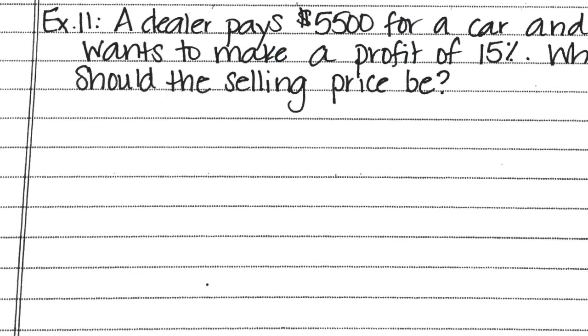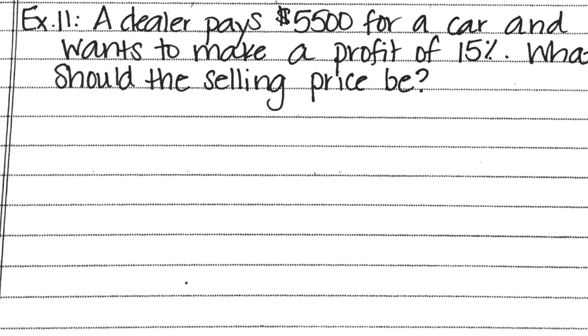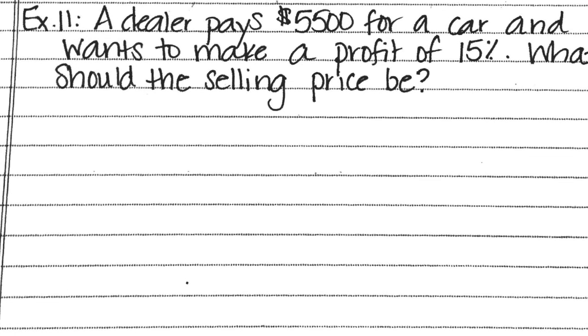All right, the last question I'm going to go over. A dealer pays $5,500 for a car and wants to make a profit of 15%. What should the selling price be? So he already paid that $5,500. I'm going to write this out again. Percent over 100 is equal to is over the of, and we're going to change this word in just a little bit. What is the 100% that the dealer's paying? He paid 100% of the car, which was $5,500, right?